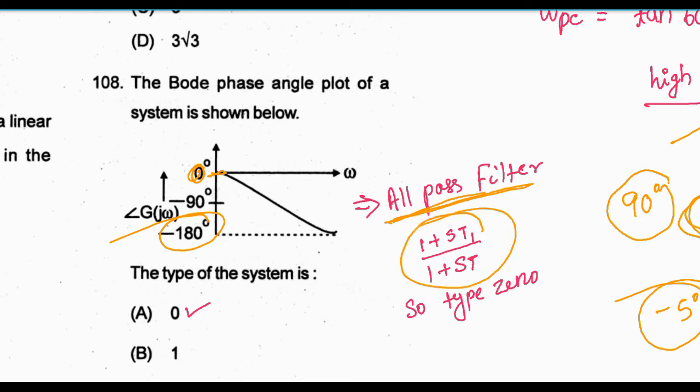Another thing we have to remember: we cannot analyze the type of the system from this phase plot if omega values and corresponding phase angles are not given.